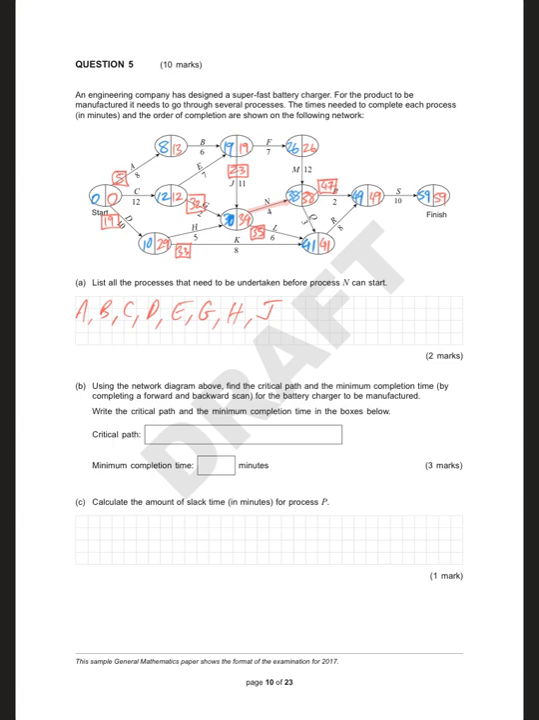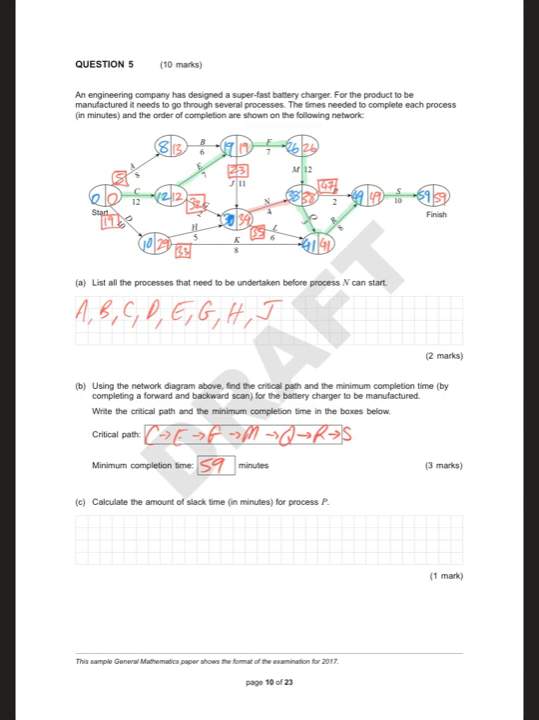What is the critical path? The critical path is, I'll do this in green, highlight. C, E, F, M, Q, R, S. C, E, F, M, Q, R, S. Minimum completion time is going to be 59 minutes. That's what it says in the node.